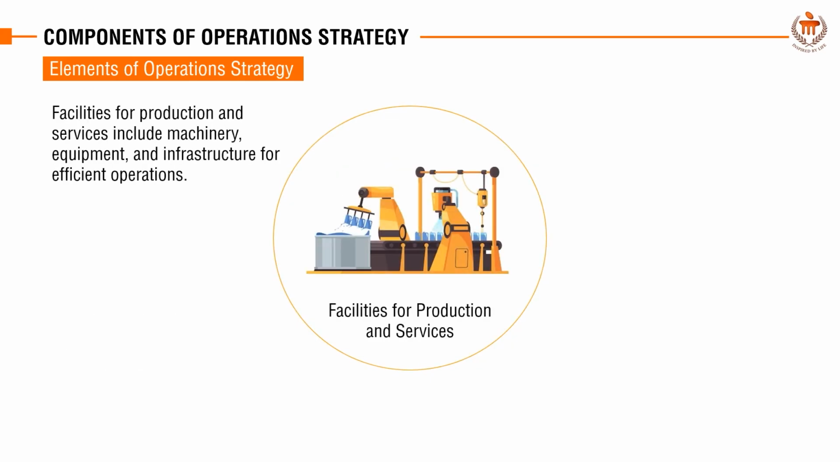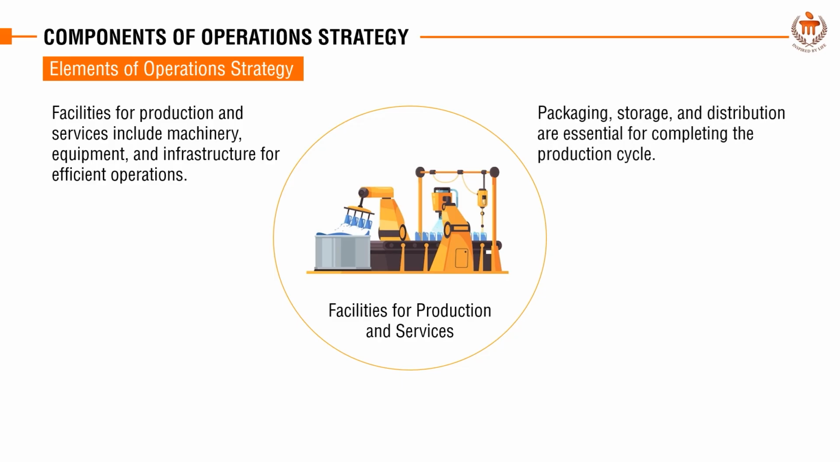Continuing, let's look at the facilities for the production and services. After designing the production system, it is essential to consider the specific requirements that will ensure its effective operation. This includes selecting the right machinery, equipment, and infrastructure necessary to produce the desired product. Additionally, aspects like packaging, storage, and distribution must be accounted for to complete the production cycle smoothly.